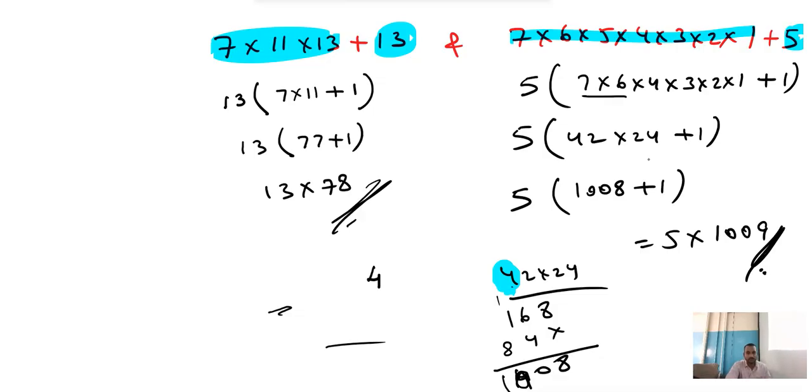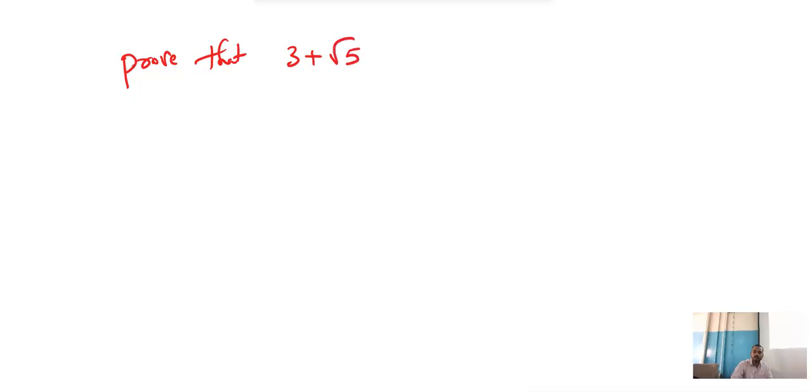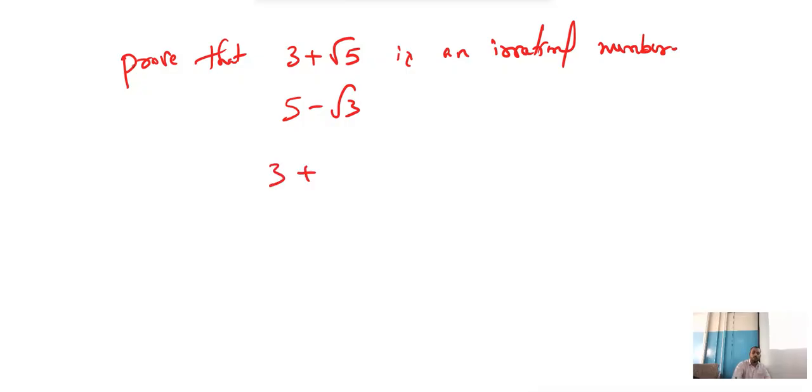Next question. Make a note. Prove that 3 plus root 5 is an irrational number. Prove that 3 plus root 5 is an irrational number. Or prove that 5 minus root 3 is an irrational number. Or 3 plus 2 root 5 is an irrational number. So in any of these forms, you can get a question based on irrational numbers.